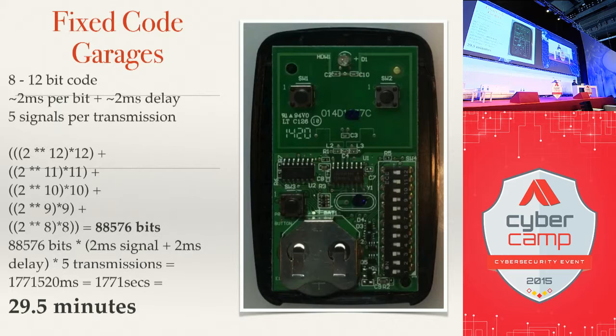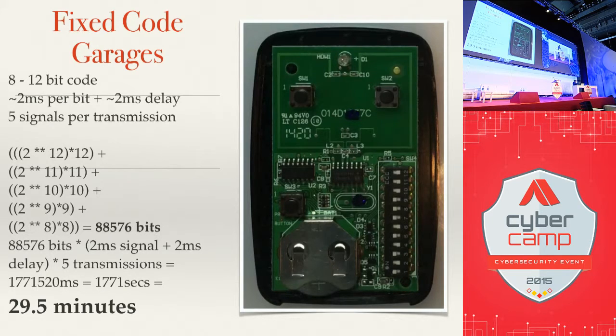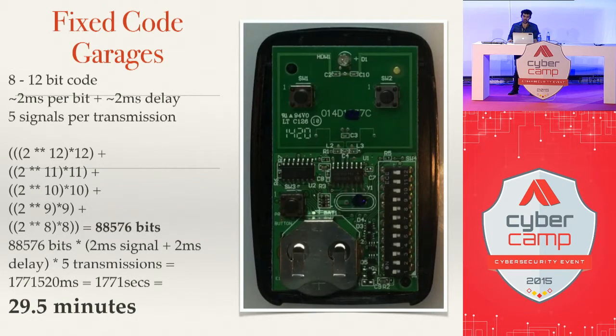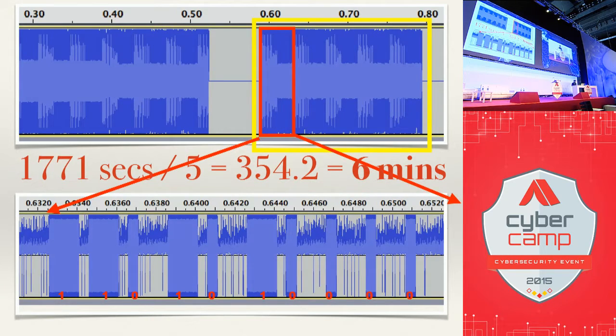In comparison, a 2-letter password is about 5,000 possible combinations. So if you have a bank account or something that allows entry into something and a 2-letter password, your 2-letter password is more secure than the most secure fixed code, 12-bit garage opener. Now, if we were to brute force these 12 bits, it would take approximately 30 minutes to transmit every possible 12-bit code. But let's take a look at these transmissions a little bit more.